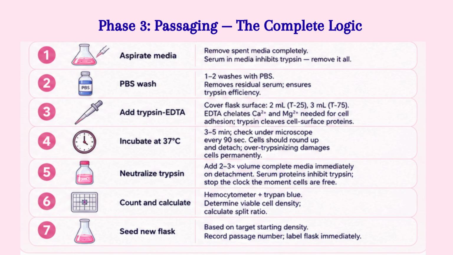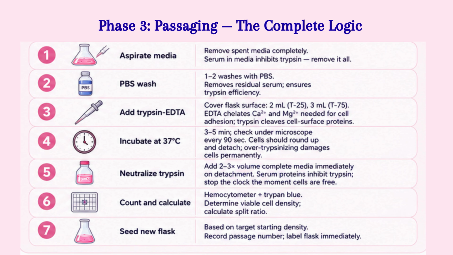The science behind each phase. Phase 1. Thawing, recap plus extended protocol. Rapid thaw in 37 degrees Celsius water bath, 60 to 90 seconds, immediate dropwise dilution into pre-warmed media, centrifuge to remove DMSO, replate. We covered this in episode 6, but here we add the nuances specific to different cell types and the post-thaw recovery period.